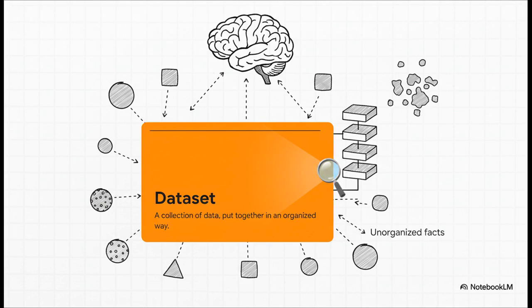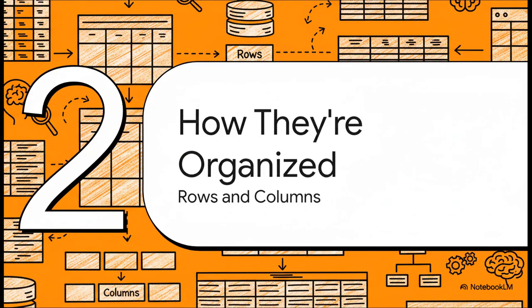And believe me, that word organized is the magic ingredient here. Without it, you just have a random mess of information. But with that structure, it becomes something incredibly powerful. So let's dig a little deeper into how that organization actually works. Because this simple idea is the secret sauce that makes data sets so useful in the first place.